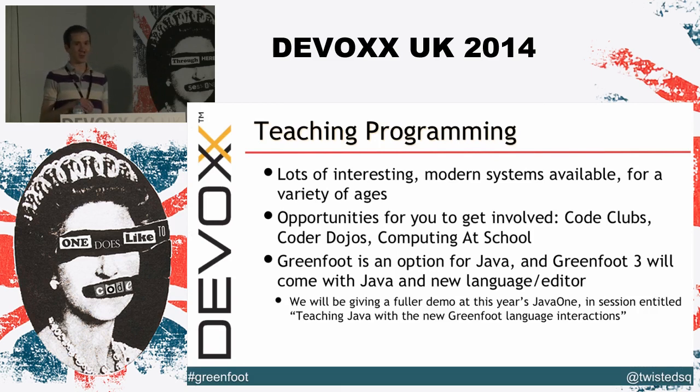A lot of the other systems around, there's Alice, which is somewhere between the two of them as well. Things like Snap is quite similar to Scratch. There's things like App Inventor, which uses a Scratch-like editor to allow you to do development on Android. There's a whole ream of them out there. There's also opportunities for you to get involved, especially with these changes in the UK curriculum. There is a lot of call for teaching kids to program.